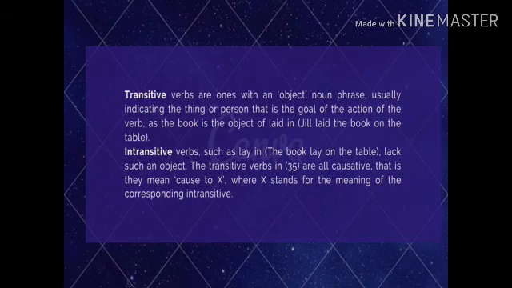Transitive verbs are ones with an object noun phrase, usually indicating the thing or person that is the goal of the action of the verb. As the book is the object of laid in, she laid the book on the table. Intransitive verbs, such as lay in the book lay on the table, lack such an object. The transitive verbs in 35 are all causative, that is, they mean cause to X, where X stands for the meaning of the corresponding intransitive.